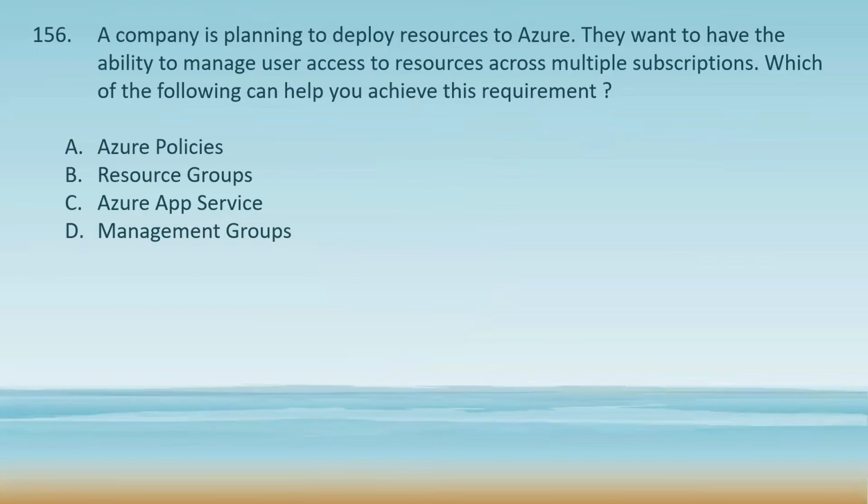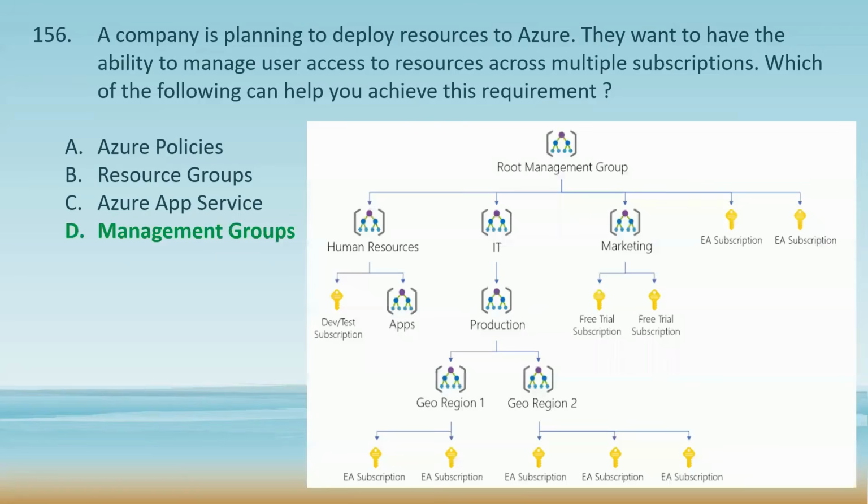Your company is planning to deploy resources to Azure. They want to have the ability to manage user access to resources across multiple subscriptions. Which of the following can help you achieve this requirement? Your options are Azure policies, resource groups, Azure app service, management groups. Management group, which is at the top of the hierarchy in Azure, helps you manage access, policy, and compliance for multiple subscriptions.